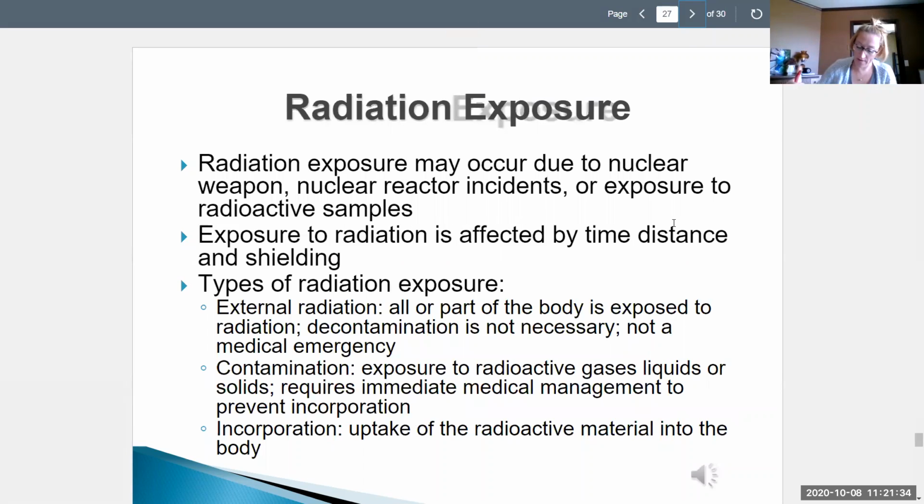And then you have radiation exposure. So we know that radiation can be a weapon, but also our cancer patients get radiation, and we need to be careful with our exposure for some of those patients that are getting internal radiation. So that would be a more realistic and not a chemical warfare type of problem, but we still need to be aware of it. Radiation exposure can occur due to nuclear weapon, nuclear reactor incidents, or exposure to radioactive samples. Exposure to radiation is affected by the time, distance, and shielding.